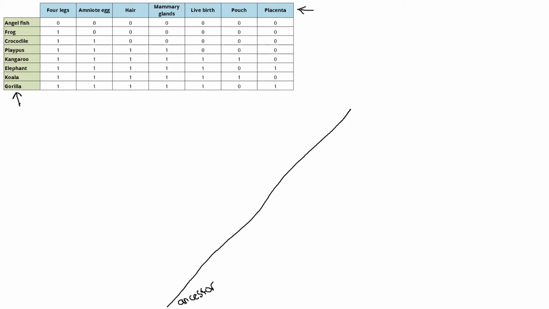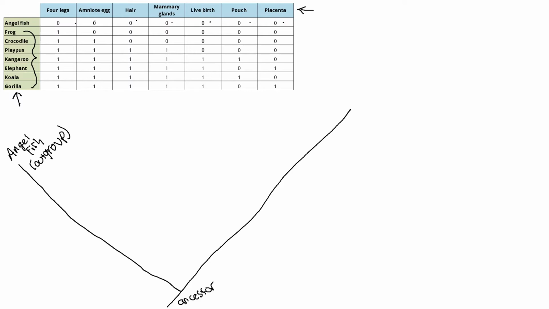If we look at the data up here, we see that the angelfish has none of the characteristics. So what does that suggest? Well, if you said that the angelfish is the outgroup, you are correct. We'll put angelfish here. The angelfish is the outgroup. That means the rest of these organisms are the ingroup, so this is the ingroup right here. We're going to compare these.